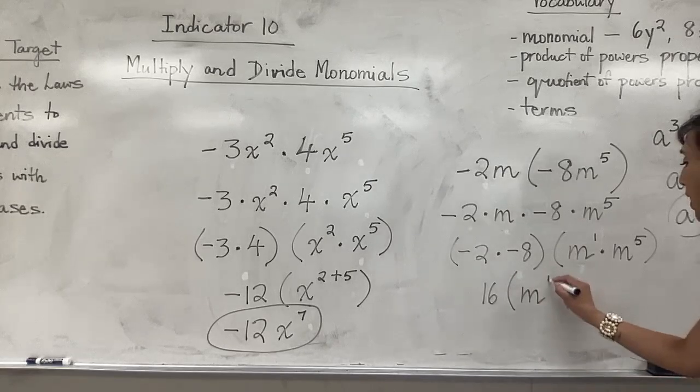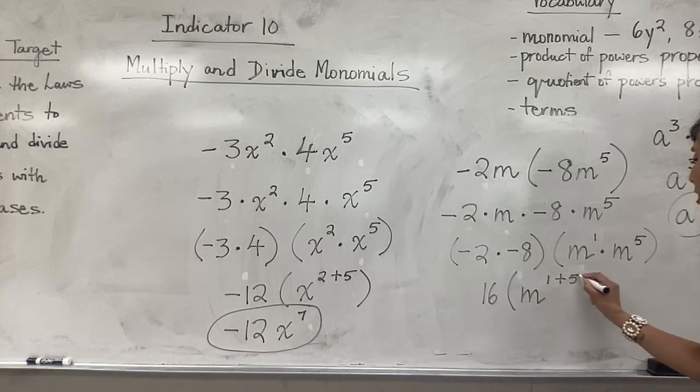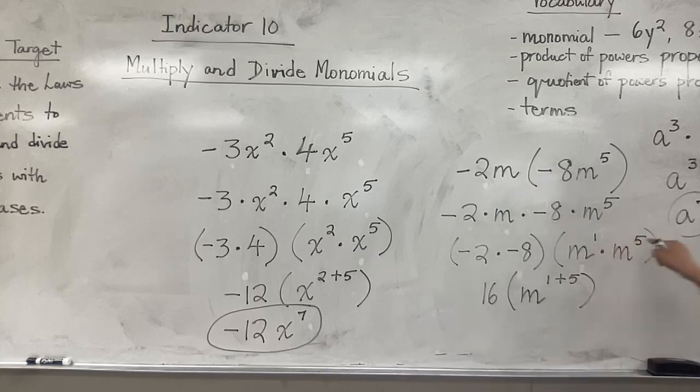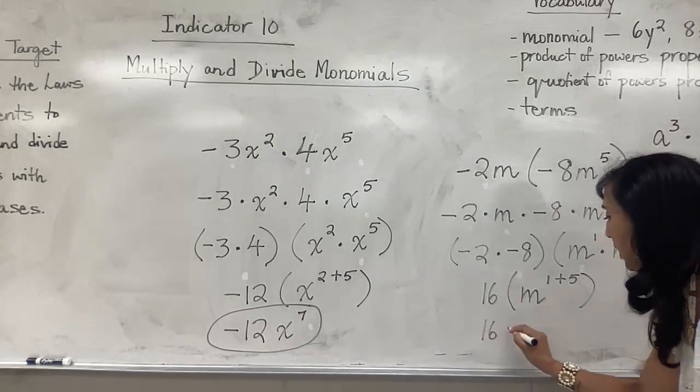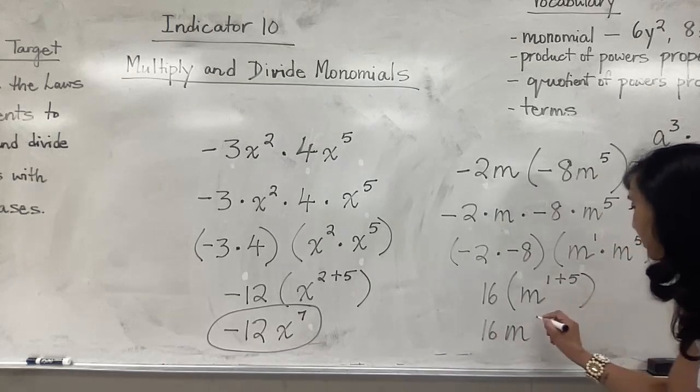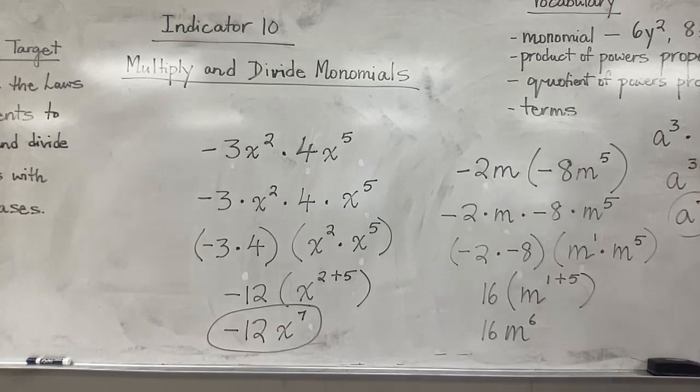And I have 1 plus 5, which is my exponent using the product of powers property, and I get 16m. 1 plus 5 is 6, to the 6th power. So 16m to the 6th power is my answer in this case, right?